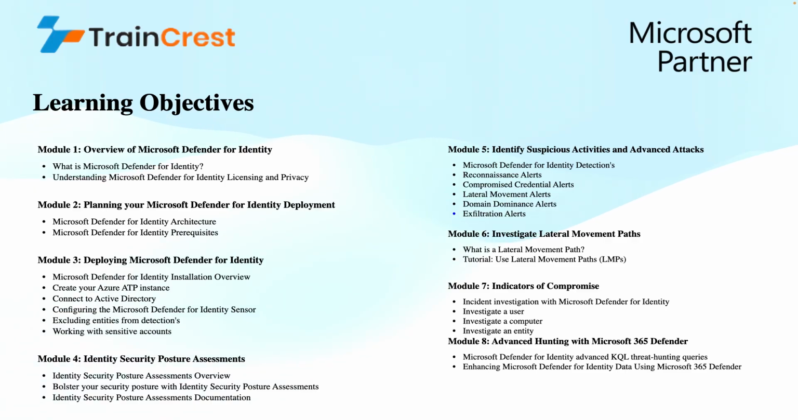I will talk about what is lateral movement path, then we'll take you through the tutorial on using the lateral movement path. Next module will be about indicators of compromise, also referred to as IOC. Incident investigation with Microsoft Defender for Identity, investigate a user, a computer, or an entity will be discussed in this module. Module 8 will be about advanced hunting with Microsoft 365 Defender.